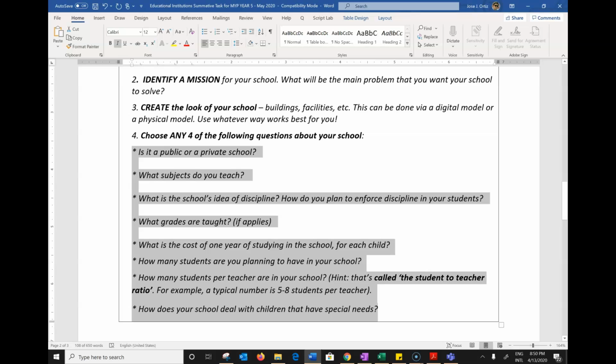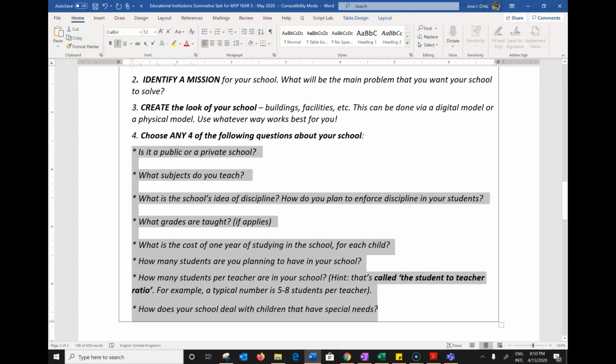How many students are you planning to have in your school? How many students per teacher are in your school? Hint, that's called the student-to-teacher ratio. For example, a typical number is 5 to 8 students per teacher. If you look up the Robinson website on the information section, you will see what our student-to-teacher ratio is. And I'll leave you to do the research just so that you get a feeling.